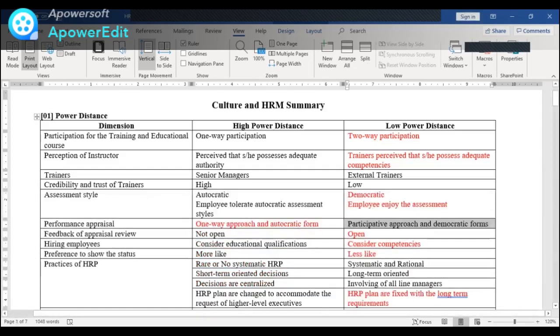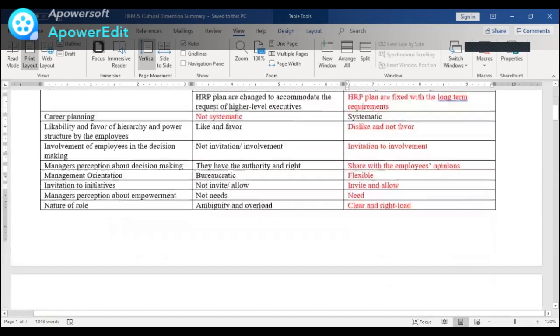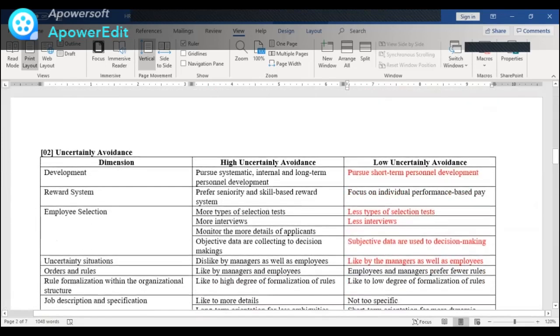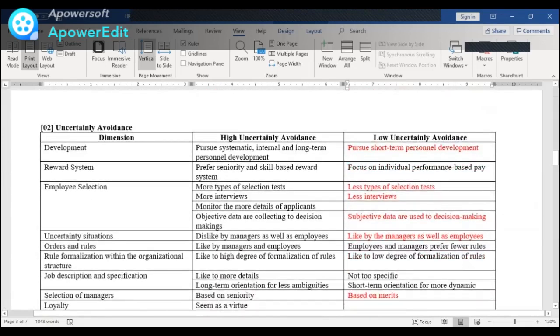Okay, this is the first dimension of the national culture, power distance. Here I tried to explain how HRM practices are applied in high power distance context and low power distance context. Then the second dimension, uncertainty avoidance. There are two types of uncertainty avoidance: high uncertainty avoidance and low uncertainty avoidance.